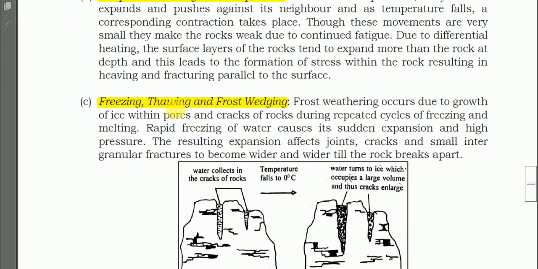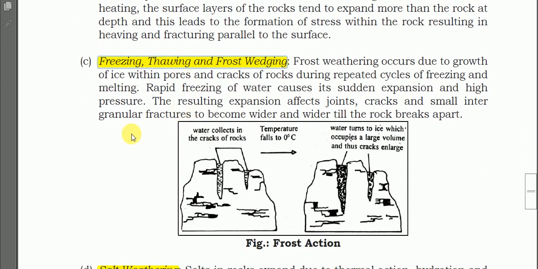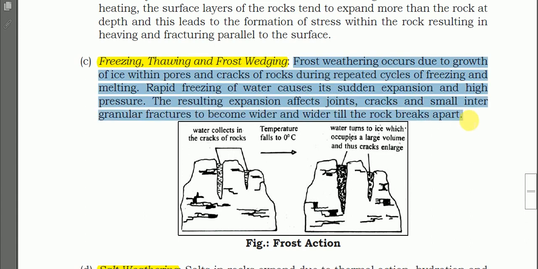The third one is freezing, thawing, and frost weathering. Let us read. Frost weathering occurs due to growth of ice within pores and the cracks of rock during repeated cycles of freezing and melting. Rapid freezing of water causes its sudden expansion and high pressure. The resulting expansion affects joint cracks and small intergranular fractures to become wider and wider till the rock breaks apart.